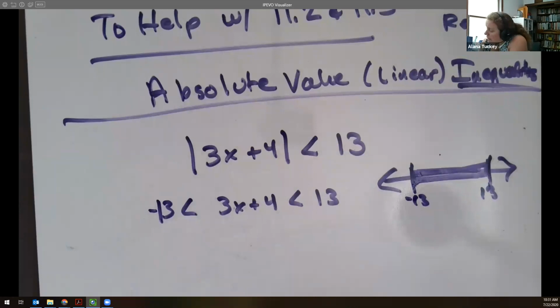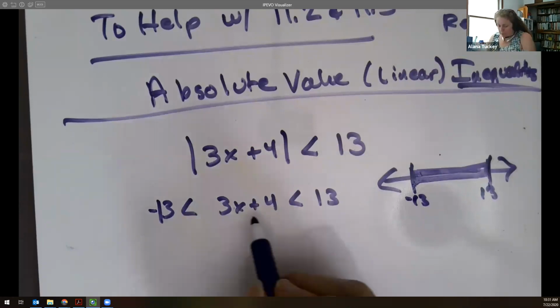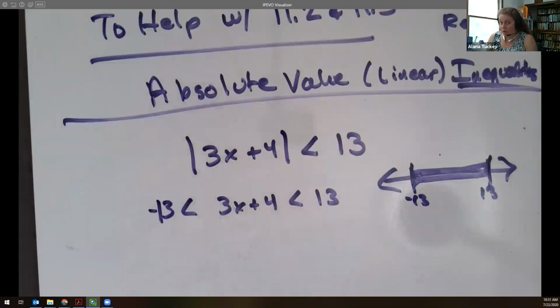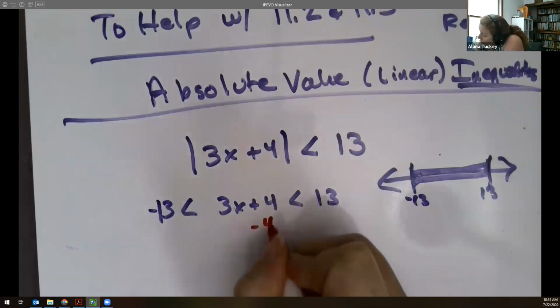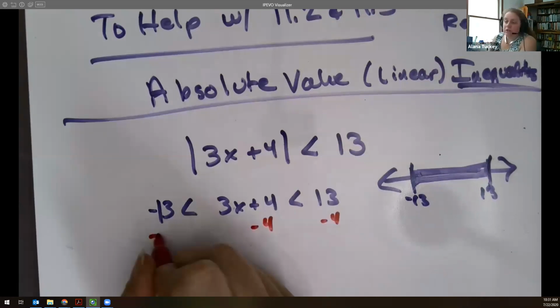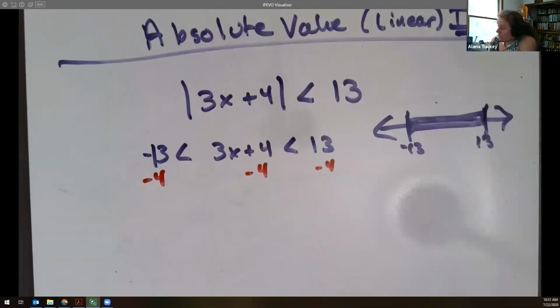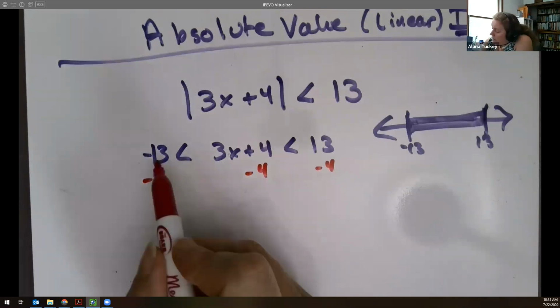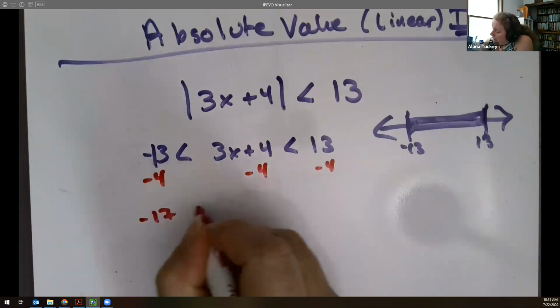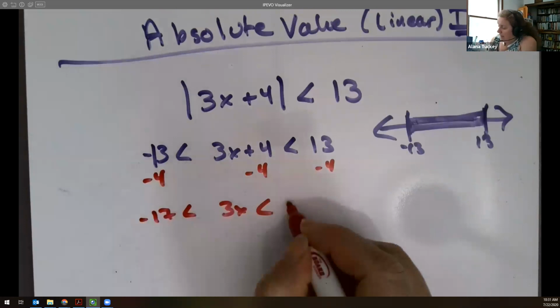Okay, so then what you do is you subtract 4, but you do it to all 3 parts at the same time. So you minus 4 here, minus 4 here, and minus 4 here. You're essentially doing 2 equations at the same time because it's convenient. All right, so this is negative 17 is less than 3x, which is less than 9.